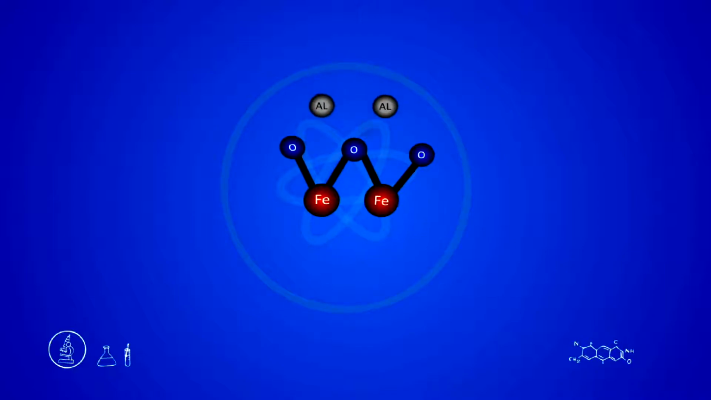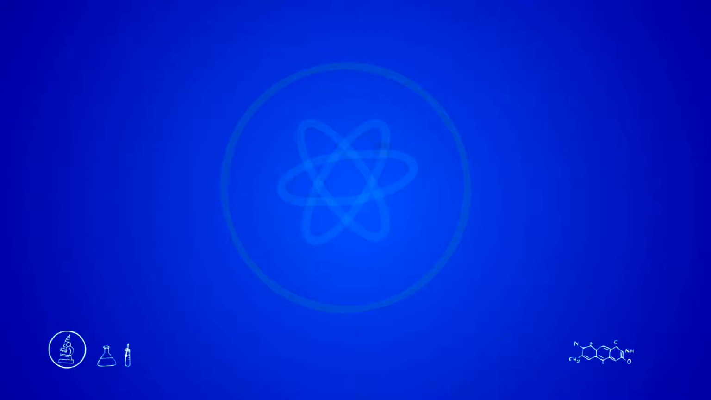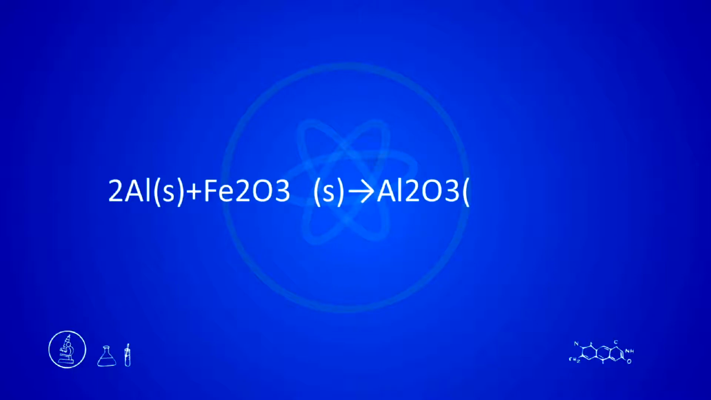The element Al replaces the element iron in ferric oxide to produce aluminium oxide. The reaction can be represented as 2Al(s) + Fe2O3(s) → Al2O3(s) + 2Fe(s).